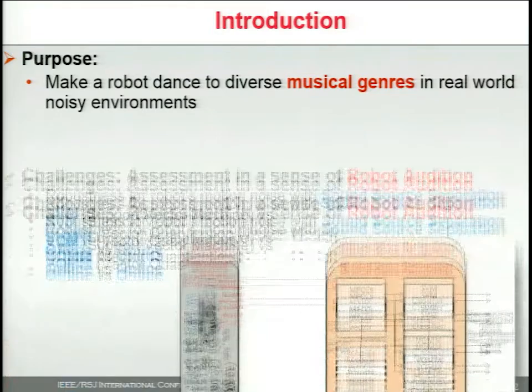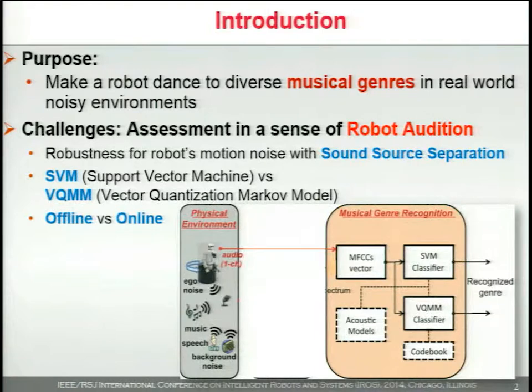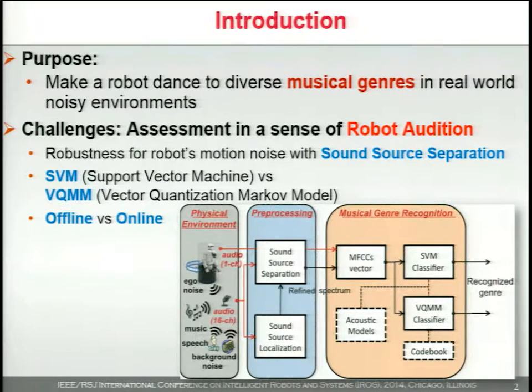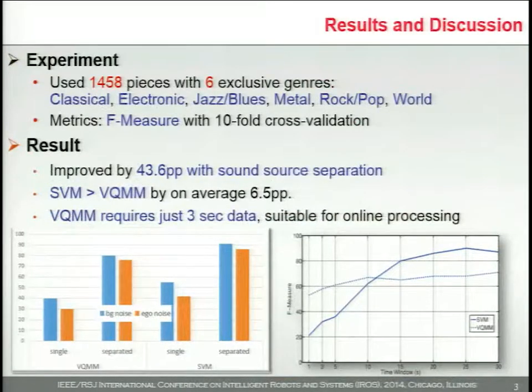For this, we integrated musical genre classification with robot audition techniques like sound source localization and separation, which improves the quality of sound. For classifiers, we use 2 state-of-the-art techniques, SBM and VQMM, which consider the temporal sequence of music. These methods are evaluated in offline and online manner. For evaluation, we use more than 1,400 musical pieces, which have 6 manually annotated genres. For metrics, we use F-measure with 10-fold cross-validation.